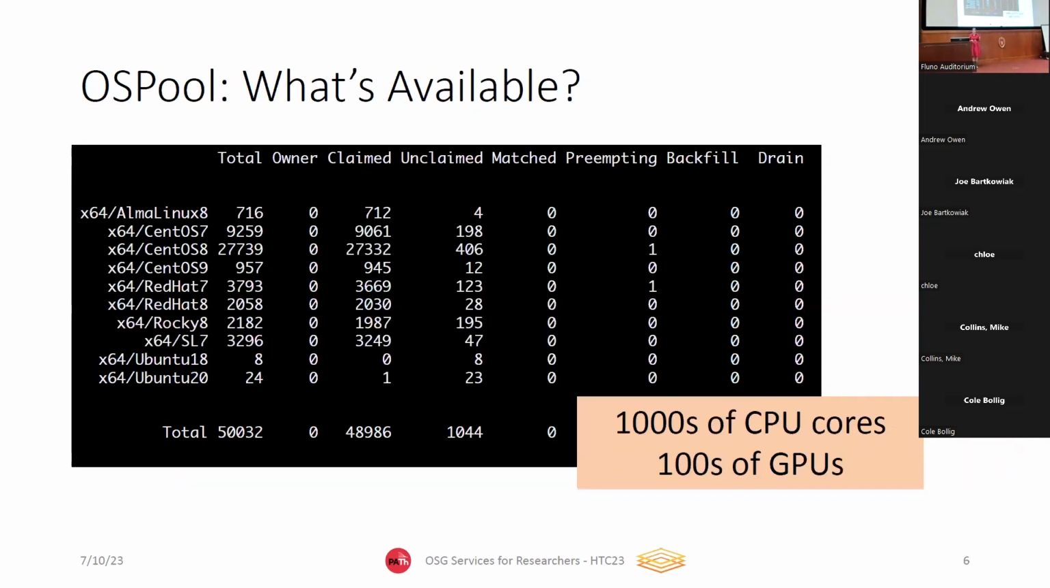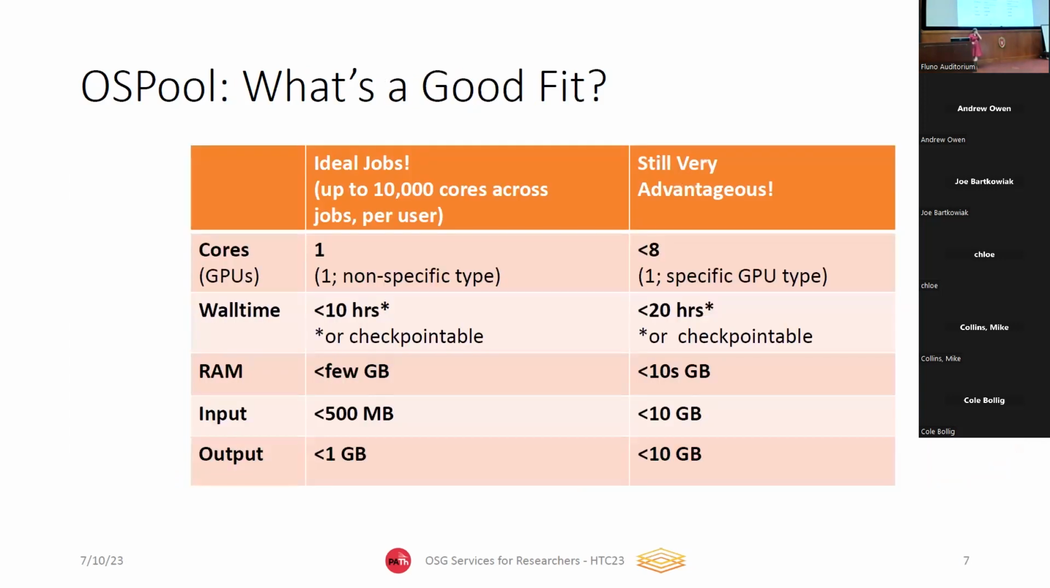Okay. So what's available in the OS Pool? So I ran this yesterday. There's an abundance of CPU cores. There's also quite a few GPUs. So this is the capacity that's available for free without an allocation from one of our access points. And what's a good fit? This gets back to what I was talking about at the beginning. High throughput workload on the OS pool.